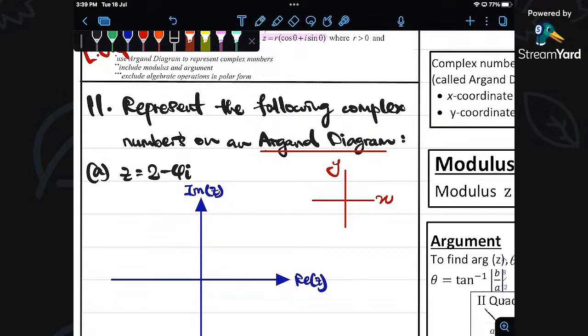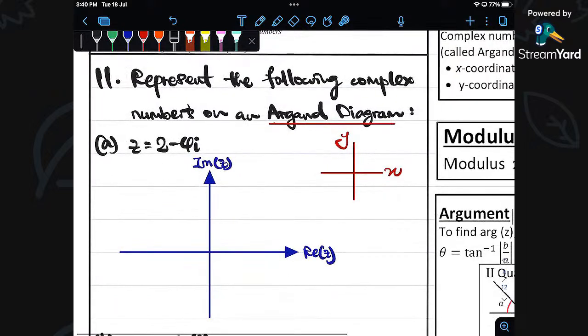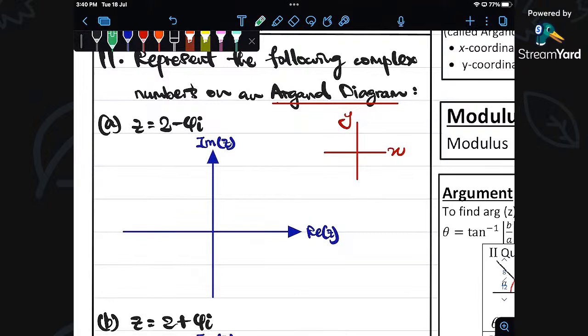Cuma dia menggantikan, it replaces the X axis with the real number Z. It is almost the same thing, but we call this the real part, the real part. So the real part is for the conjugate Z, and this is Im, bermaksud the imaginary of the Z. And so we just need to represent this question, Z is equals to 2 minus 4i, on the Argand diagram. So it's very easy, you just cari je nilai real part ni, 2.